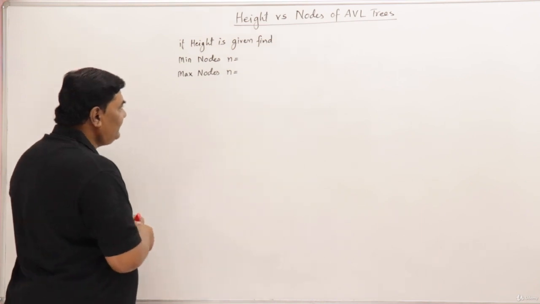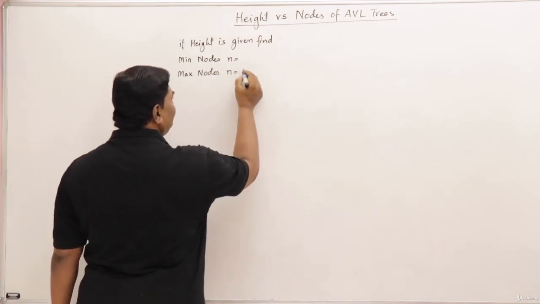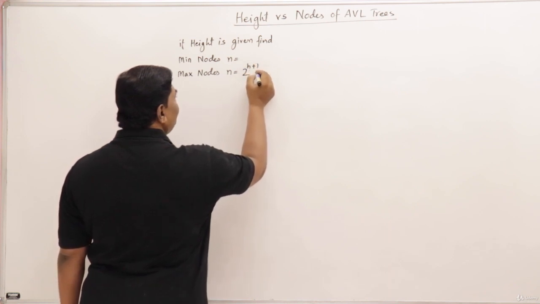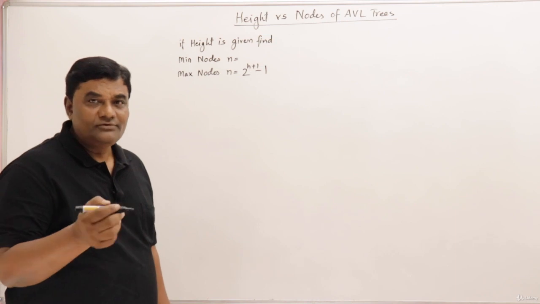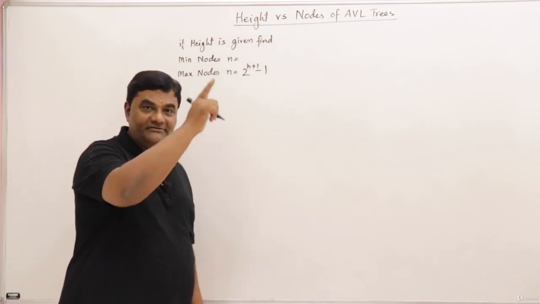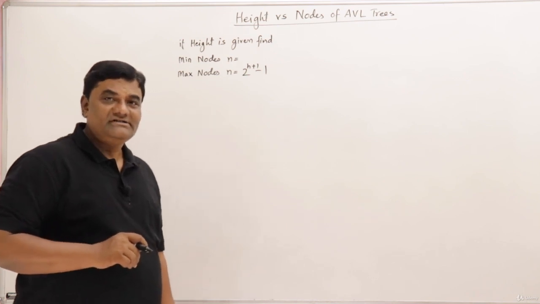So in any binary tree, if the height of a tree is given, then maximum how many nodes can be there? 2 power h plus 1 minus 1 nodes will be there. Yes, we know this one, so I don't have to explain that one. This is coming from binary trees, right? Anyway, I will come across this formula once again.